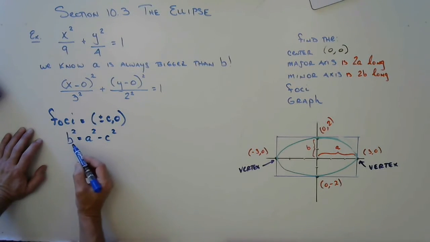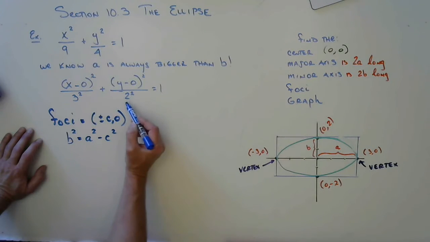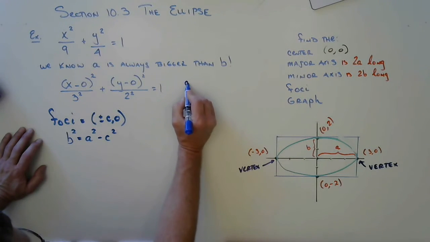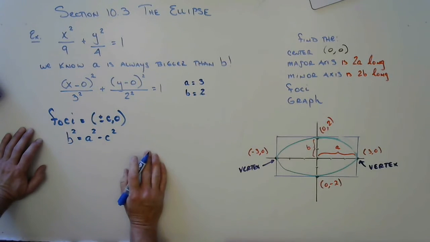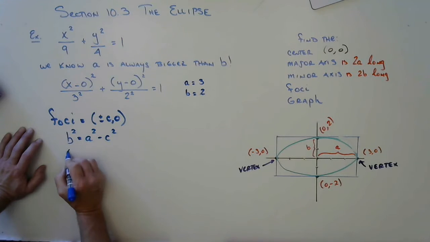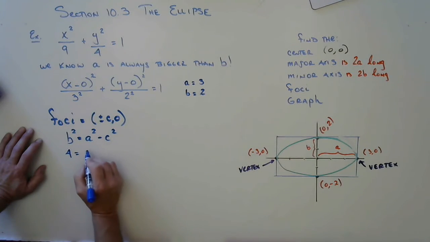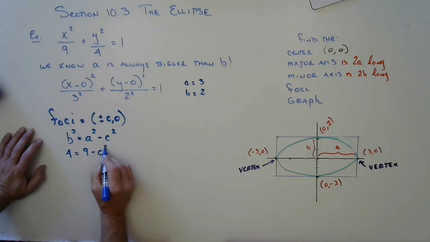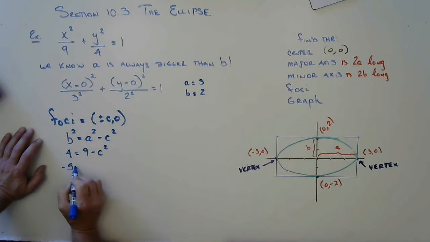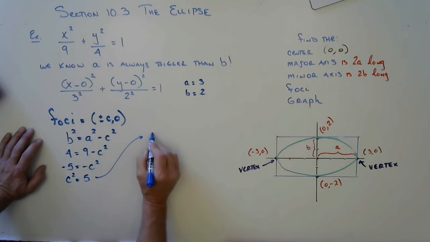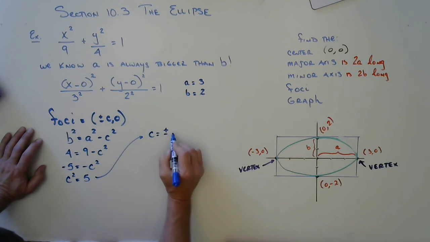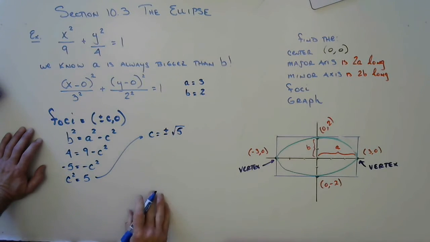Well, we know what B squared is. Here's B. B is 2. A is 3, B is 2. So B squared is going to be 4. That's going to be A squared, which is 9, minus C squared. Now we solve this. That's going to be negative 5 equals negative C squared. Don't panic. That gets me C squared equals 5. So what does C equal? C equals plus or minus the square root of 5.